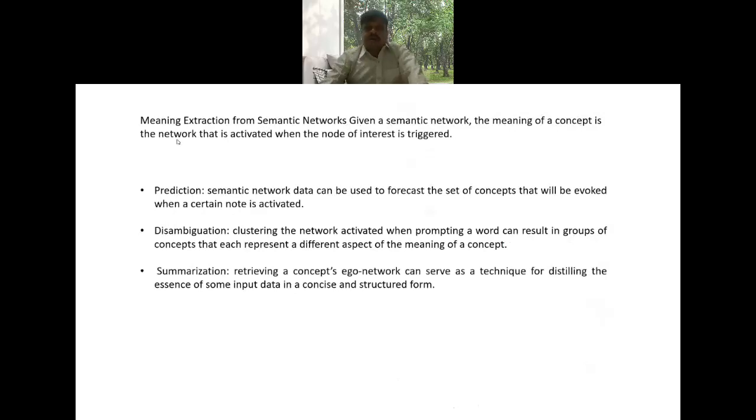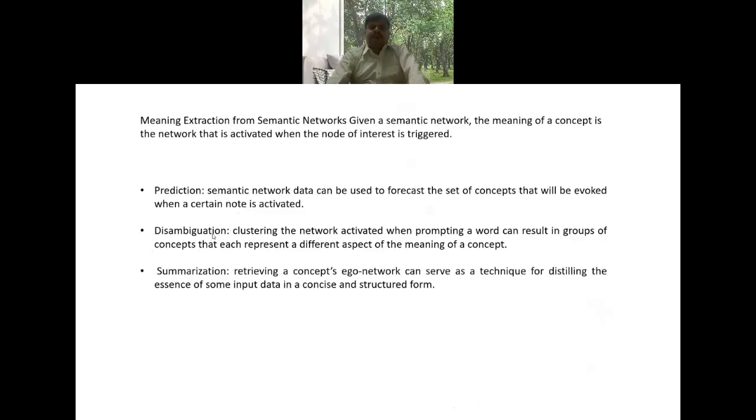Next, we will see how to extract the meaning from semantic networks. The meaning of a concept is that part of the network that is activated when the node of interest is triggered. So in this case, the meaning extraction will have three cases. Either we can predict the fact or predict the relationship between. So semantic network data can be used to forecast the set of concepts that will evolve when a certain node is activated. Okay, disambiguation.